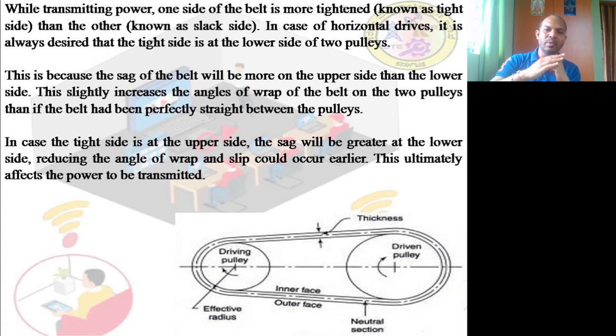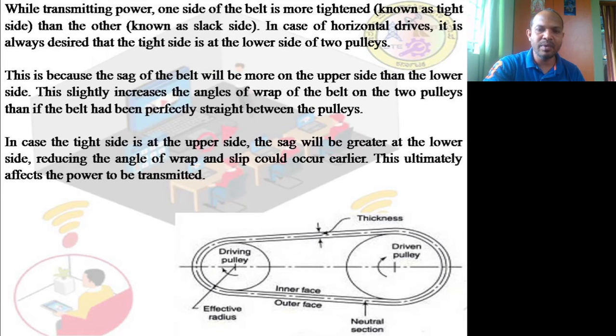So what they will do is make it alternate. The first time they will use it like this, and the next time they will use it like this, because the complete belt is made up of the same material, isn't it? Now you just take this. This is the effective radius of the driving pulley, and this is the effective radius of the driven pulley.